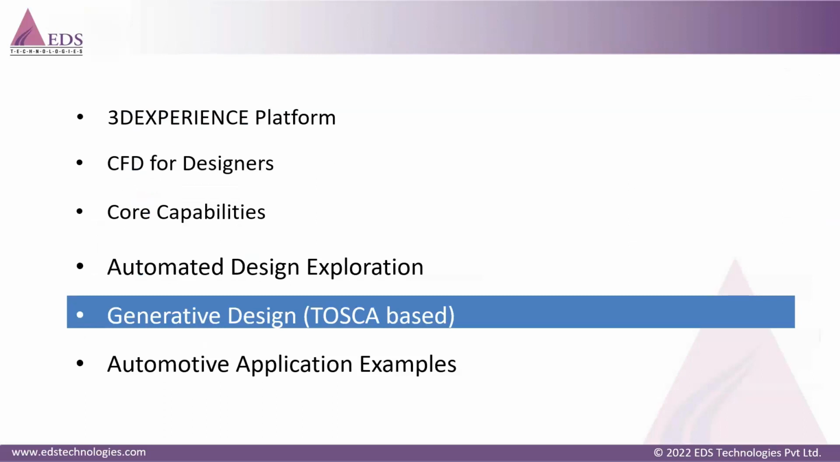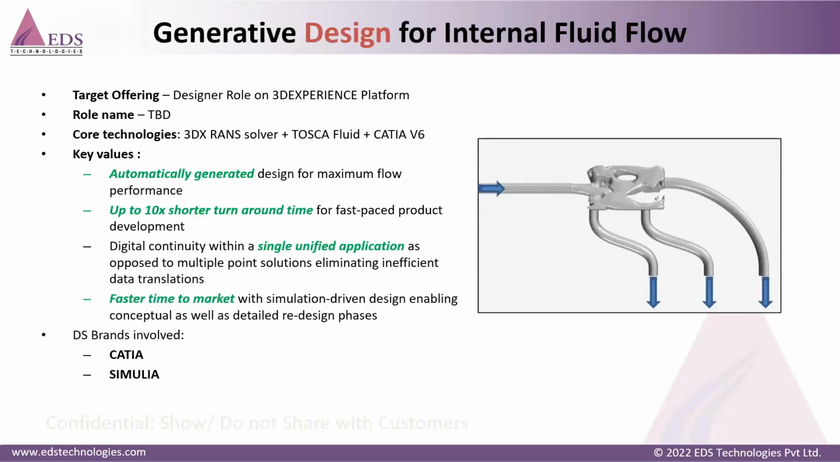Moving on to the generative design, which is Tosca based, and this is generally used for non-parametric optimization. So here, the key values are we can automatically generate designs for maximum flow performance. We can reduce turnaround time up to 10 times for fast-paced product development, and get digital continuity with a single unified application as opposed to multiple point solutions. Eliminating inefficient data transition can be achieved, as well as faster time to market with simulation-driven design enabling conceptual as well as detailed redesign phases.